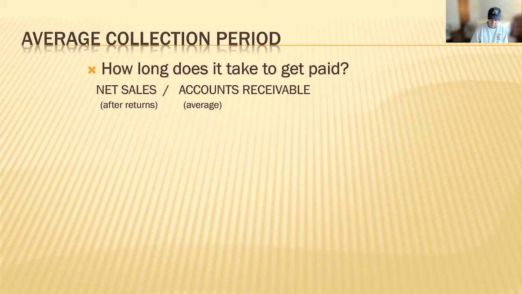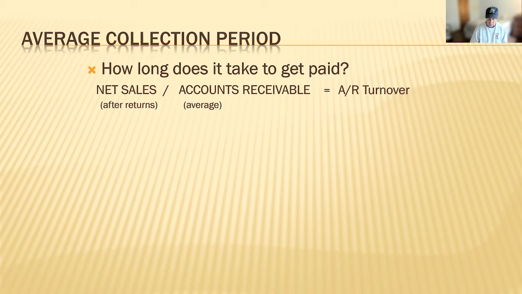Because the accounts receivable is a balance sheet item, it's looking at a particular point in time. You do need to be careful that if for some reason you have an unusually high or unusually low accounts receivable at that point in time, you might want to look at where it was every month for 12 months and then average that, so that you get your average accounts receivable. And you'd probably want to do the same thing with your sales too.